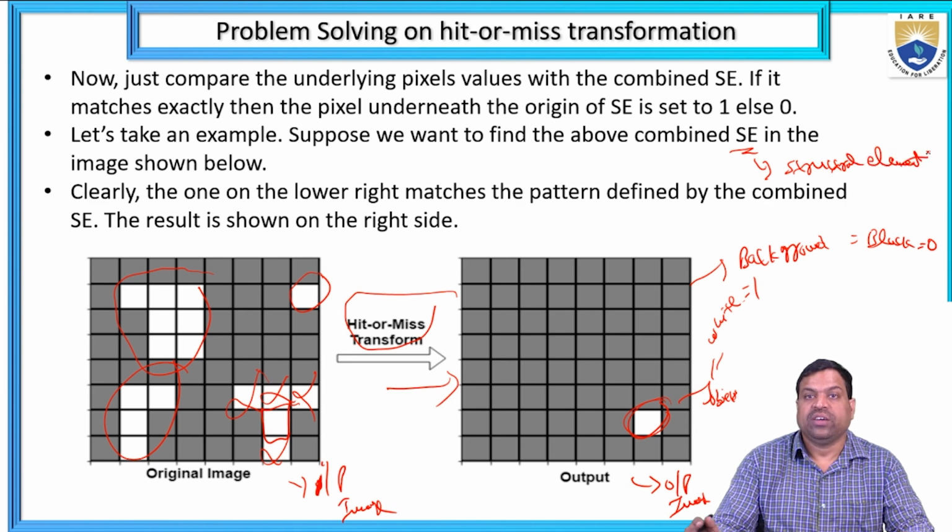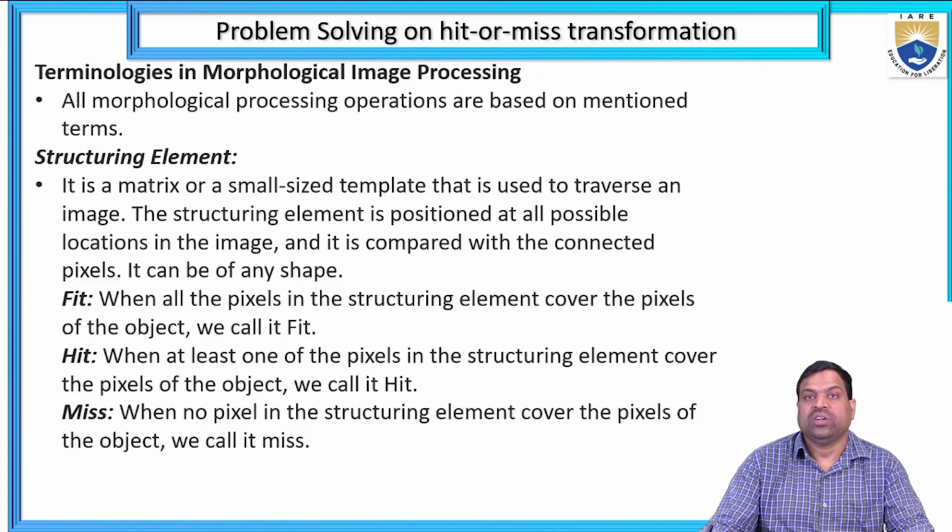Element clearly, one of the lower right matches the pattern defined by the combined structuring element, and the result is shown on the right side with the hit or miss transform. And what are the terminologies in morphological image processing? All morphological processing operations are based on the mentioned terms, starting with the structuring element. Here the structuring element is mandatory.